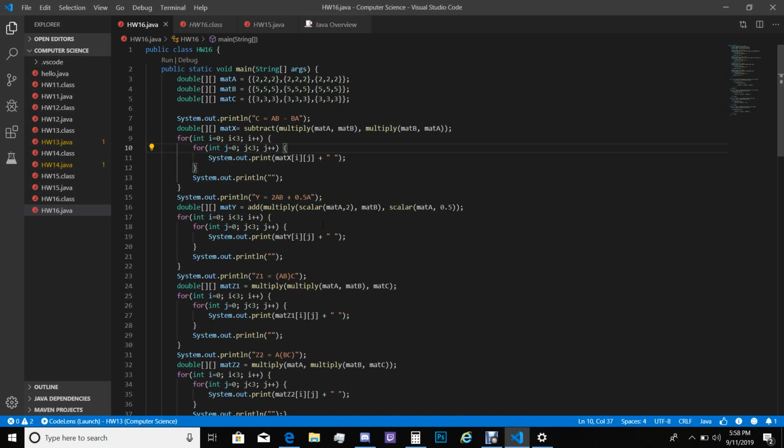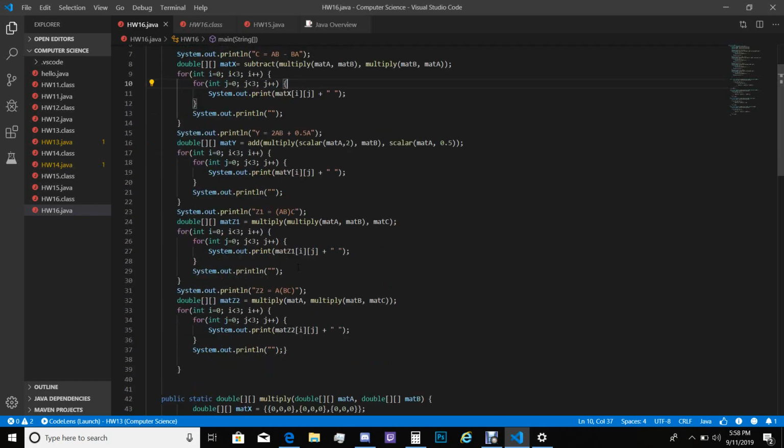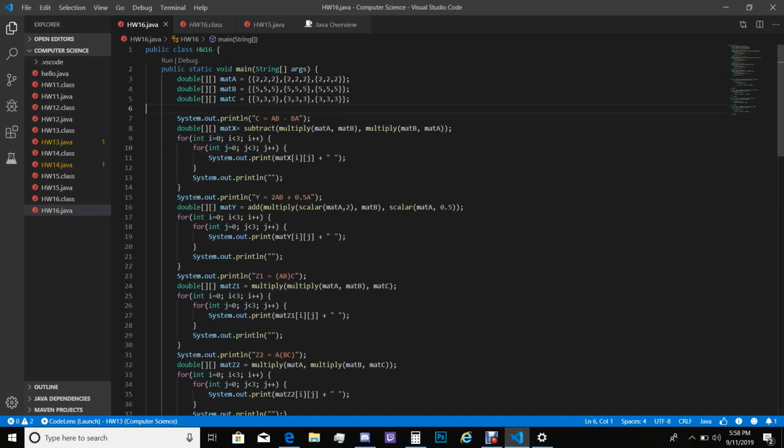Okay, so in this video we're going to show how to do matrices with a few specific ones. So I have actually four functions here. The first one, this code will solve is c equals ab minus ba. Next one's y equals 2ab plus 0.5a. The third one is z1 equals ab times c. And the fourth one is z2 equals a times bc.